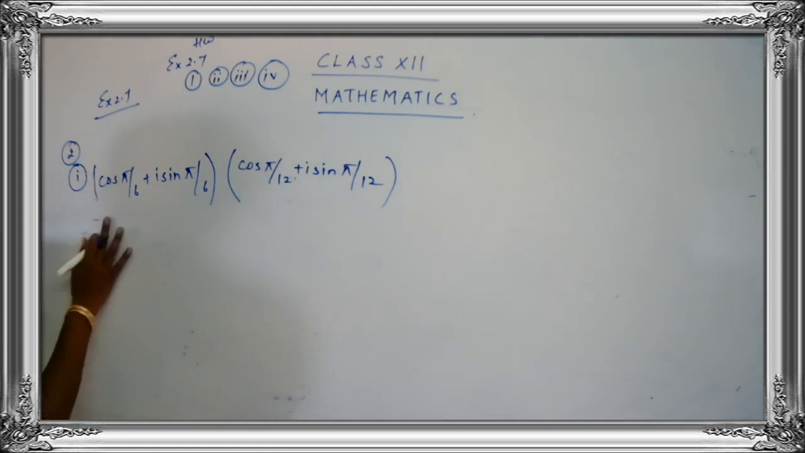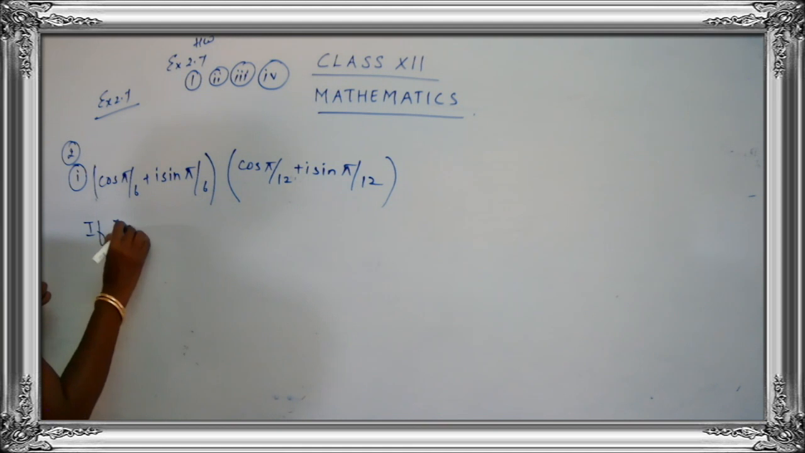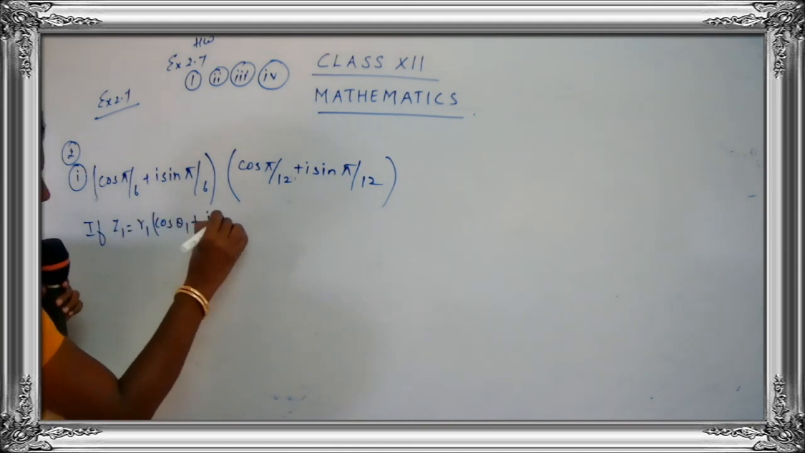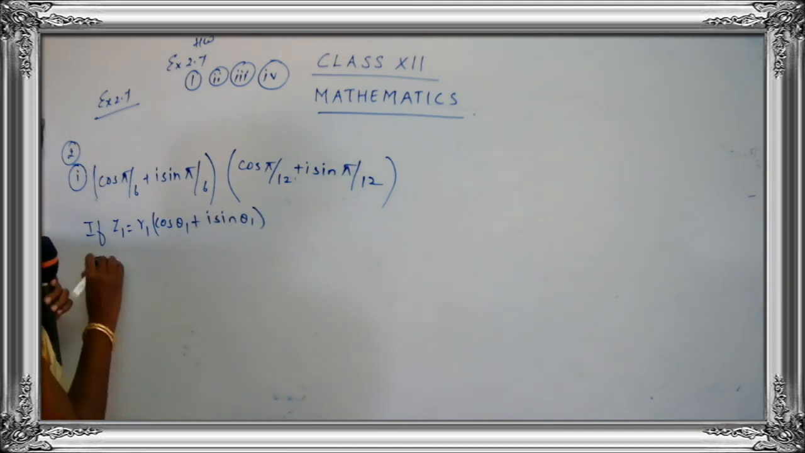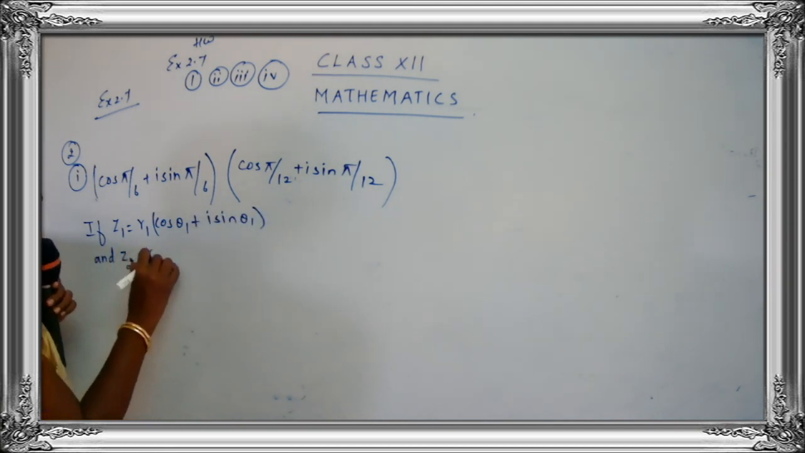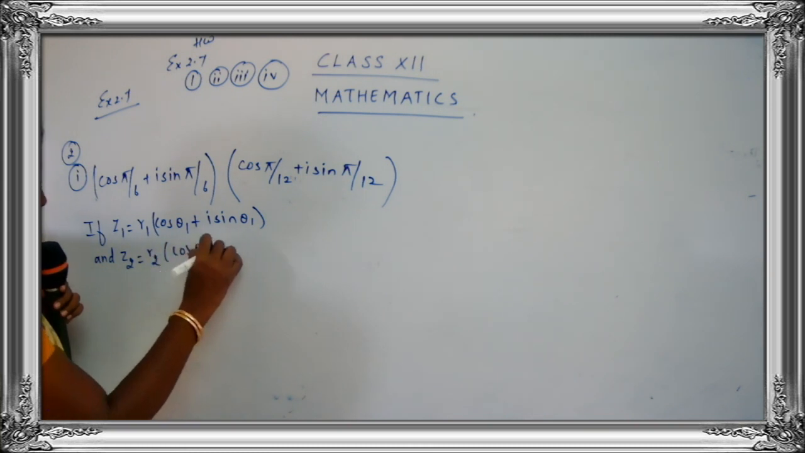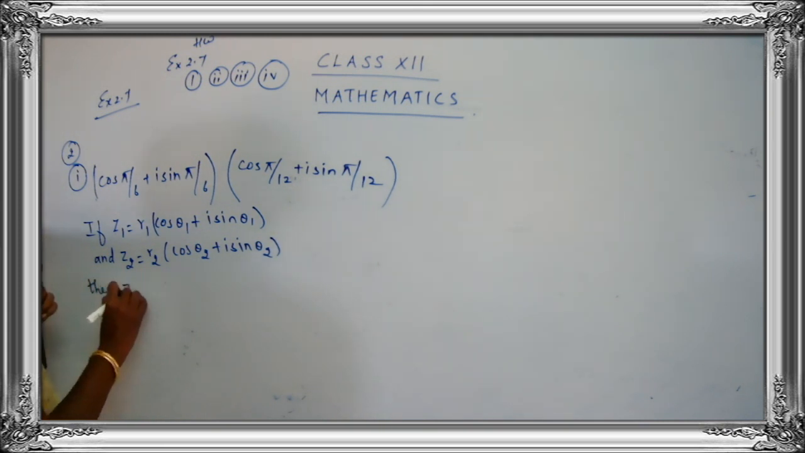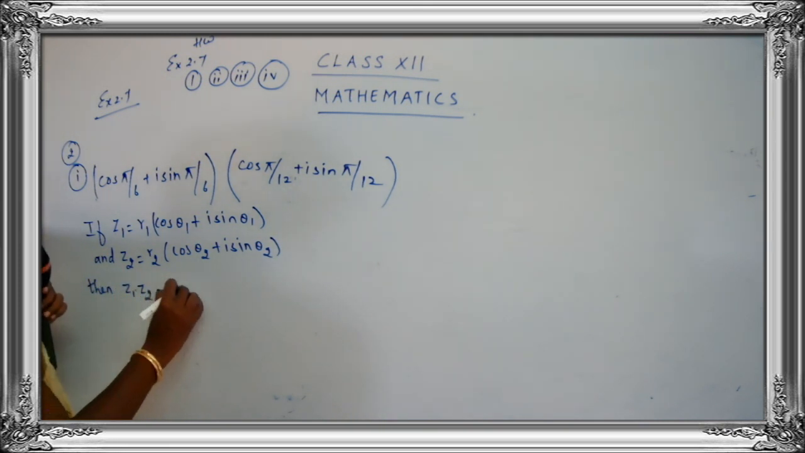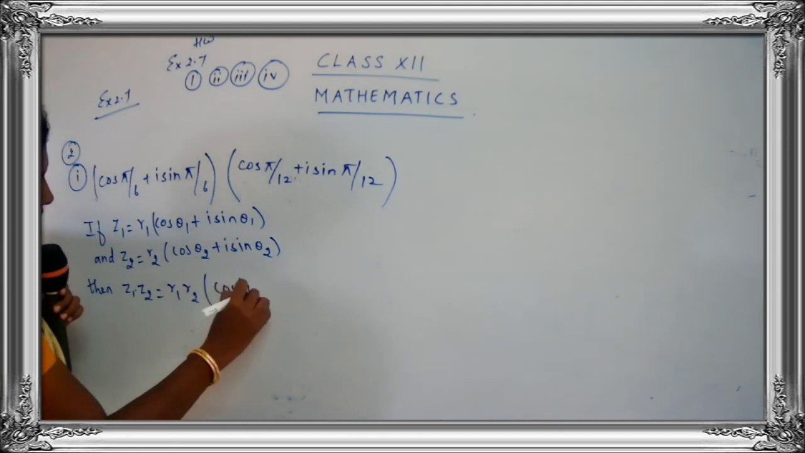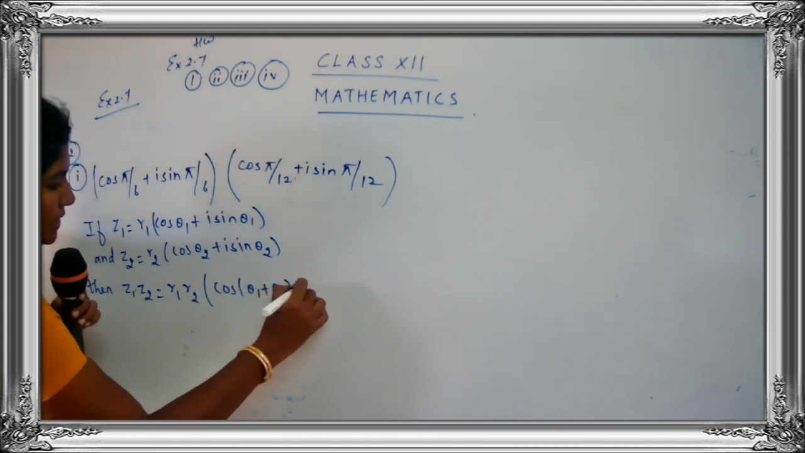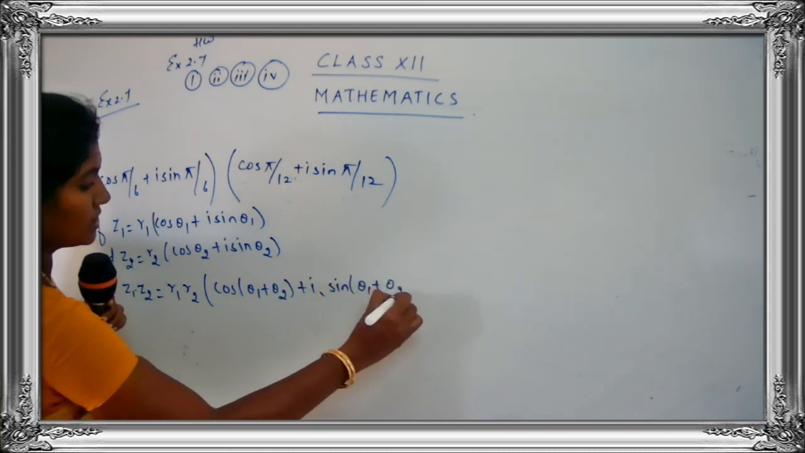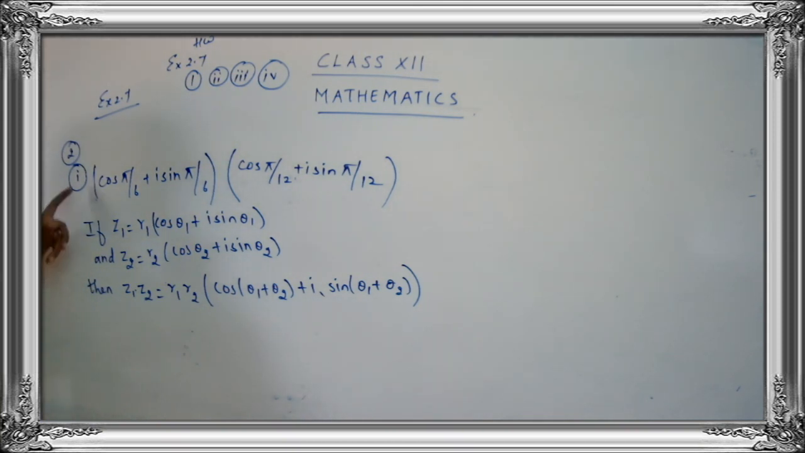If Z1 is equal to R1 cos theta 1 plus I sin theta 1 and Z2 is equal to R2 cos theta 2 plus I sin theta 2, then Z1 into Z2 is equal to R1 R2 cos theta 1 plus theta 2 plus I sin theta 1 plus theta 2. So this is the property that we are going to use for this sum.